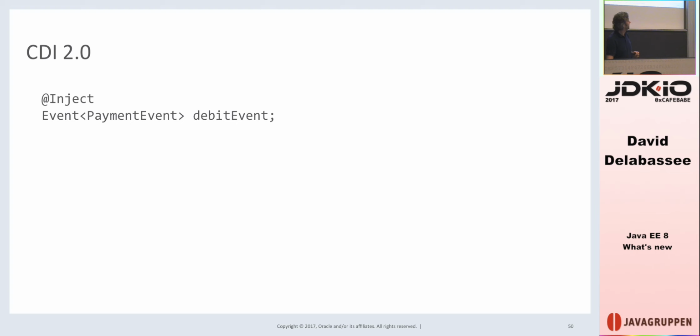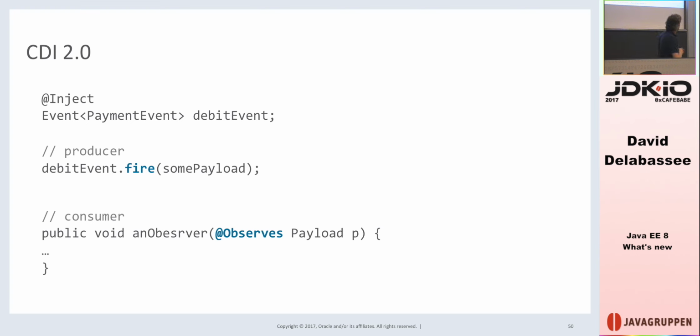So this is not new. Since the beginning, since CDI 1.0, we have a nice event mechanism. It works like this. You inject an event of a given type, and then if you want to fire an event, you take that event type and invoke the fire method on it, and you have the ability to attach some payload. And then on the consuming side, you just need a method annotated with the @Observes annotation to specify that this method has to be invoked whenever an event is fired.